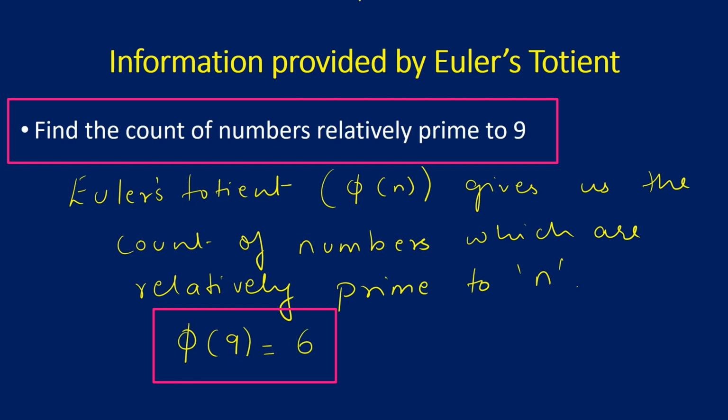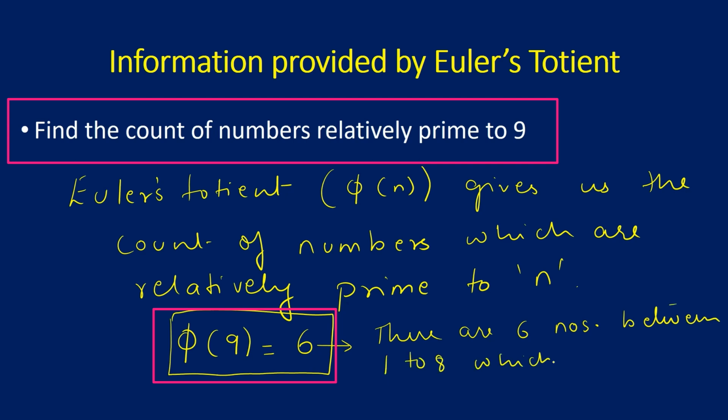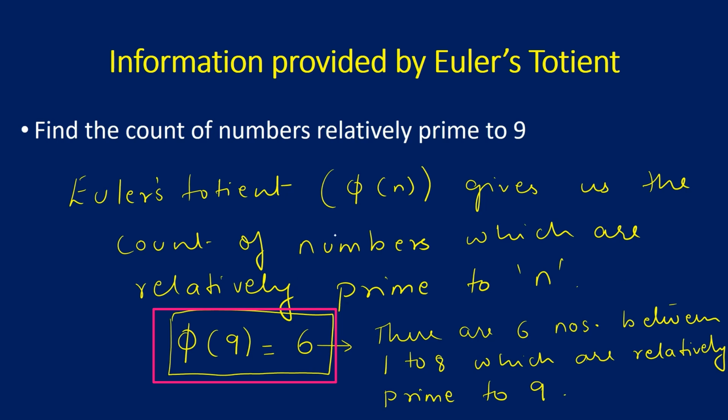And what is the formula for Euler Totient and how to solve the numerical, I'll be teaching you in the coming video. However, after computing the Euler Totient of 9, the answer will be 6. And what does it indicate? It indicates that there are in total 6 numbers between 1 to 8 which are relatively prime to 9. So this is the information provided by Euler's Totient. Euler's Totient of n gives us the count of numbers which are relatively prime to n.